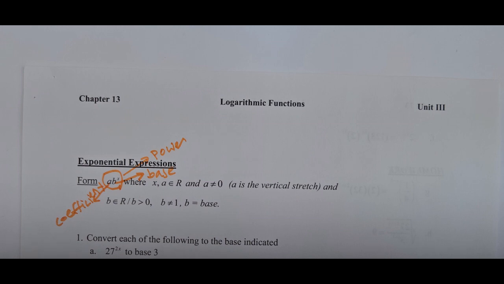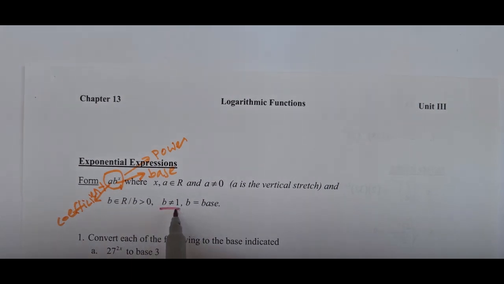Remember guys, there are some limitations here. A can never be 0, but for b there are more conditions. First of all, b should be a real number. It must be greater than 0, and it must not be equal to 1. So this one and this one. And b is called a base.